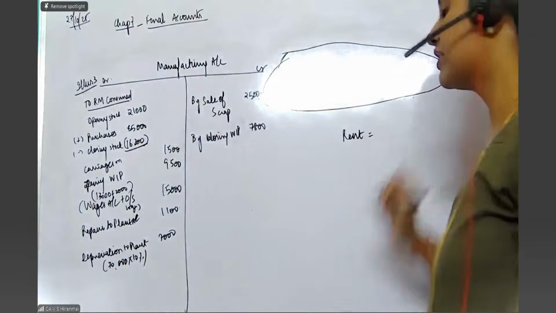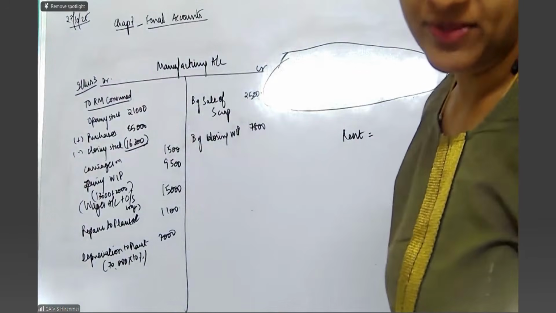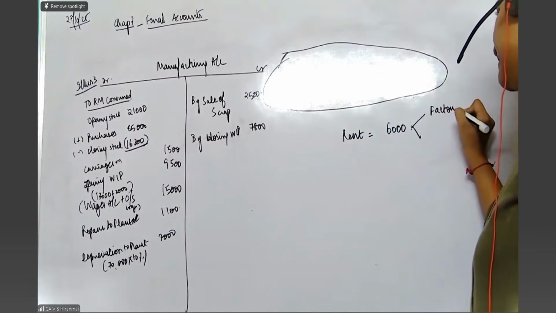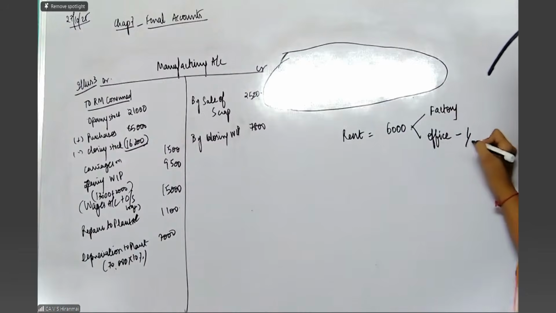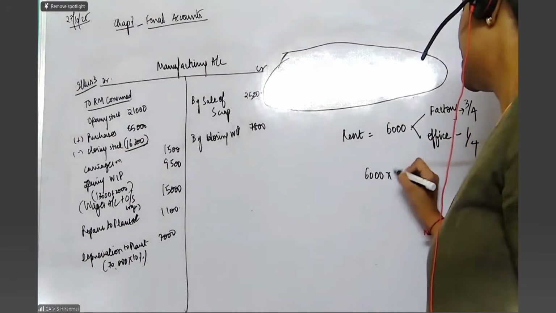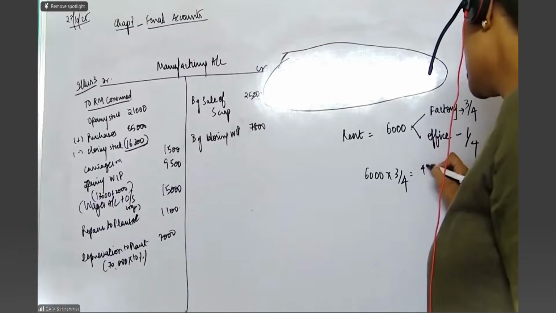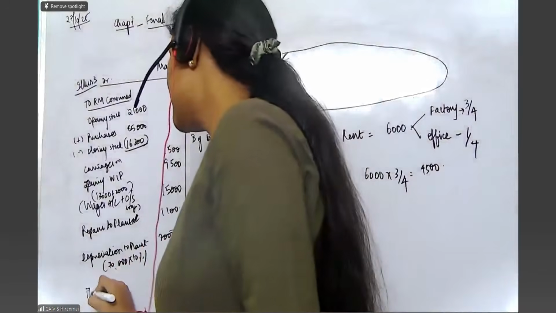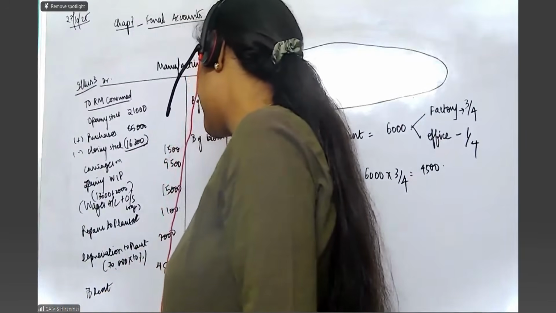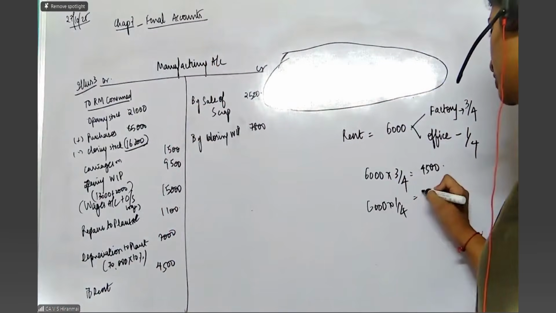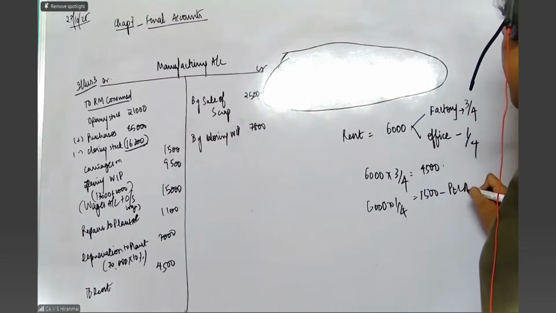All of you please see the total rent. How much is being paid? The rent paid is 6,000. This is for both factory and office. So they have given you a clue. 1/4 of the rent is paid for office. So the remaining 3/4 is paid for the factory. So 6,000 into 3/4 gives you 4,500. Correct? So this 4,500 is paid for the factory. Whatever is paid for the factory, please take it to the manufacturing account. And the remaining 1/4, which is paid for the office, should go into your P&L account.